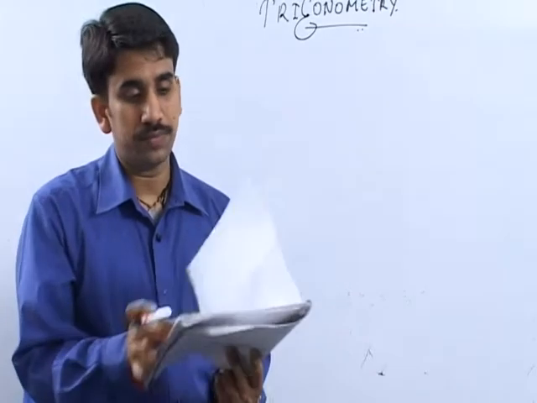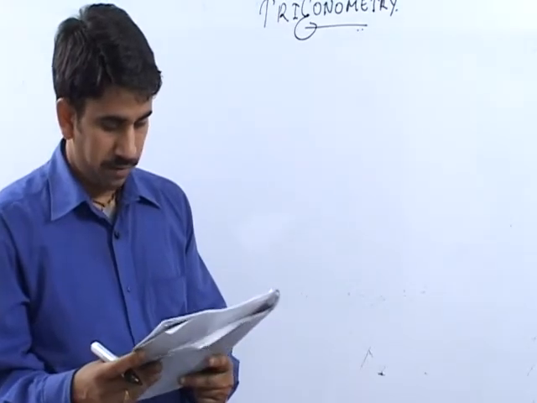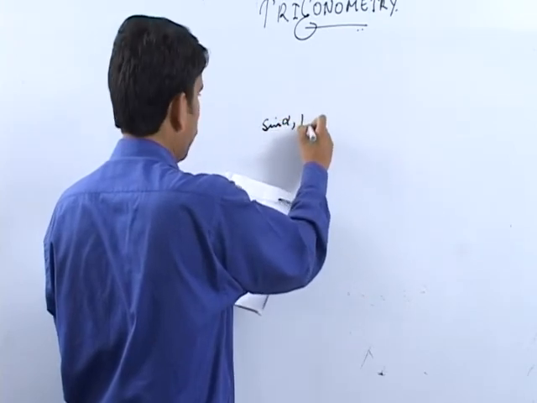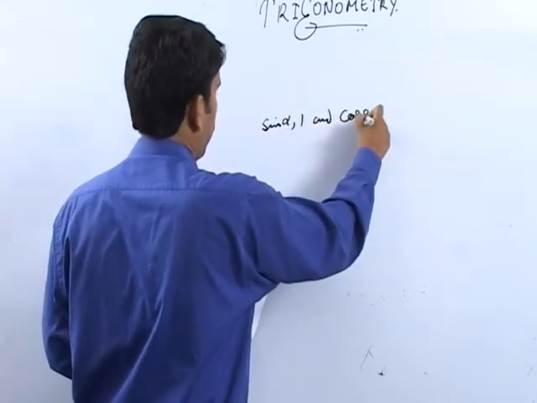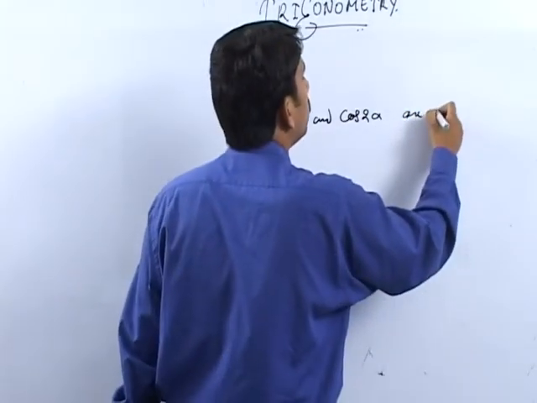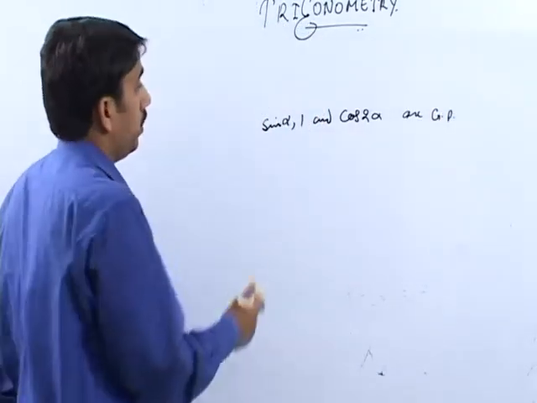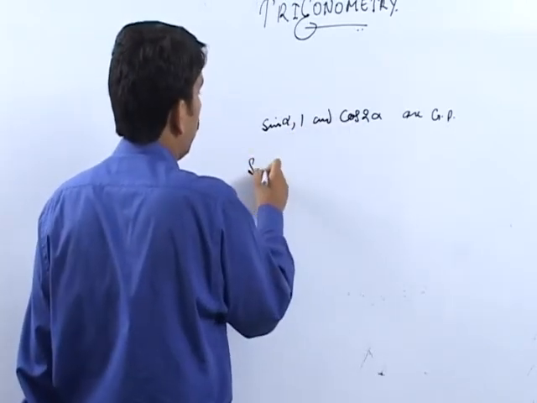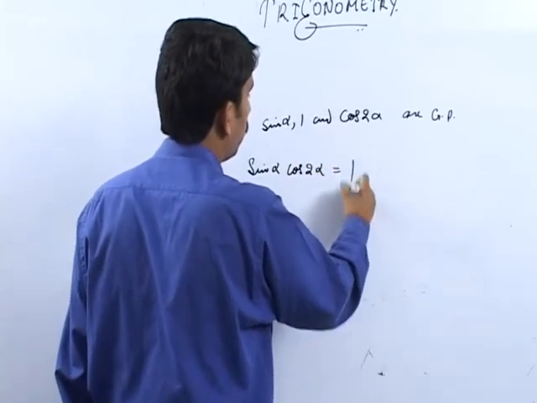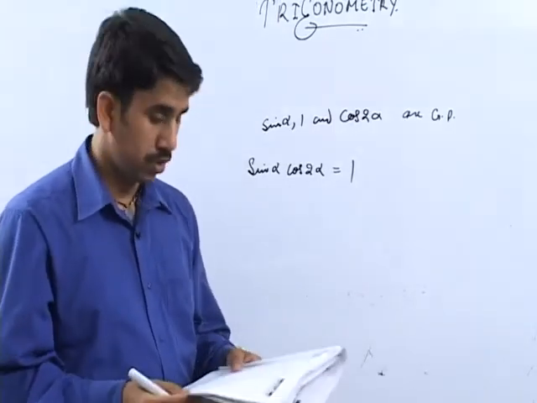Now the next question is, if sin alpha, 1 and cos 2 alpha are in GP, you have to find out the solution for alpha. Since these are in GP, therefore sin alpha times cos 2 alpha will be equal to 1, because we know that if A, B, C, 3 numbers are in GP, then B square equals AC.